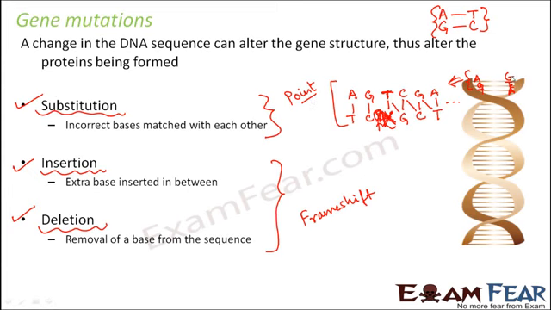So if there is a mismatch, and instead of G there is T, this sequence is getting impacted, but other sequences are not getting impacted, right? So this is a point mutation, and these are frame shift mutations. So these are the various types of gene mutations. Now let us have a look at the chromosome mutations.